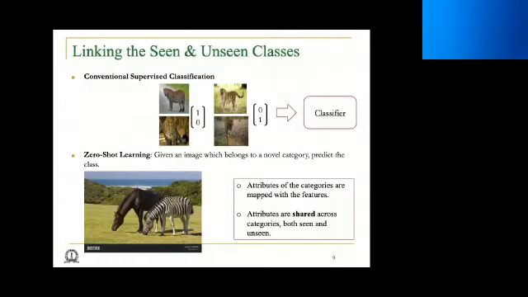This would not have been possible if we had not known anything about zebra, or if zebra did not share any attributes with the known class. In this case, it's horse. Right? So these are the two assumptions. That is, we know something about the attributes of the new class, and these attributes are shared with the seen classes. So this is used to actually classify new classes in zero-shot learning.